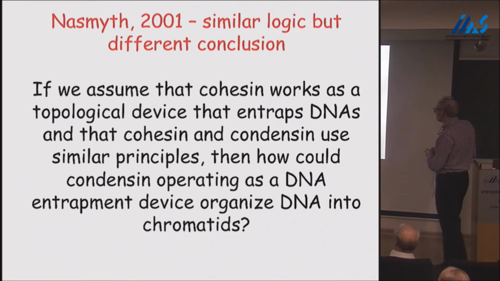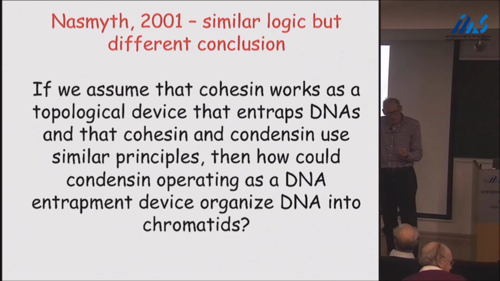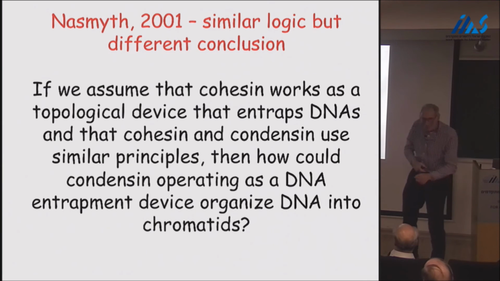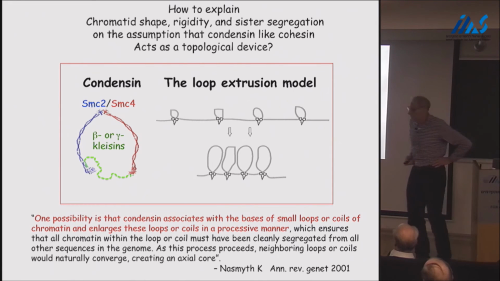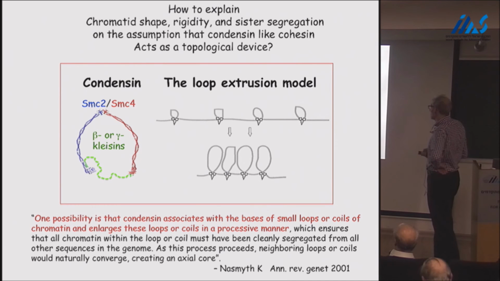If we assume that cohesin works as a topological device that entraps DNAs and that cohesin and condensin use similar principles, then how could condensin operate as a DNA entrapment device and organize DNA into chromatids? You see, Tim and I started from the same place, that they have the same activity. He concluded I must be wrong. I concluded that he was wrong about condensin. And that really was the basis of proposing the loop extrusion model. When we realized that cohesin might work as a topological device as a ring, I said, how might condensin organize chromatids using a similar principle? And that led me to propose the loop extrusion hypothesis.